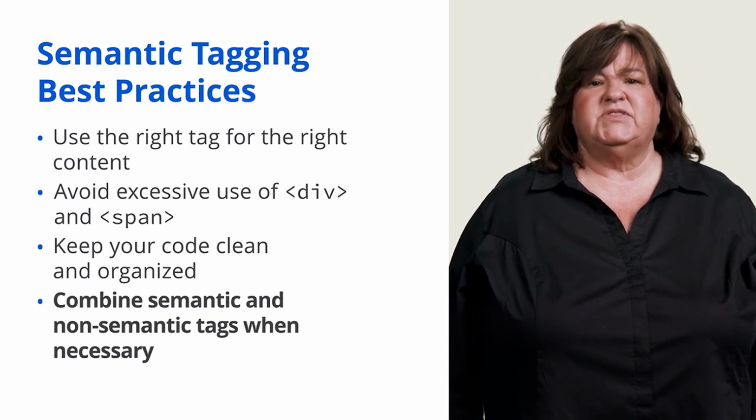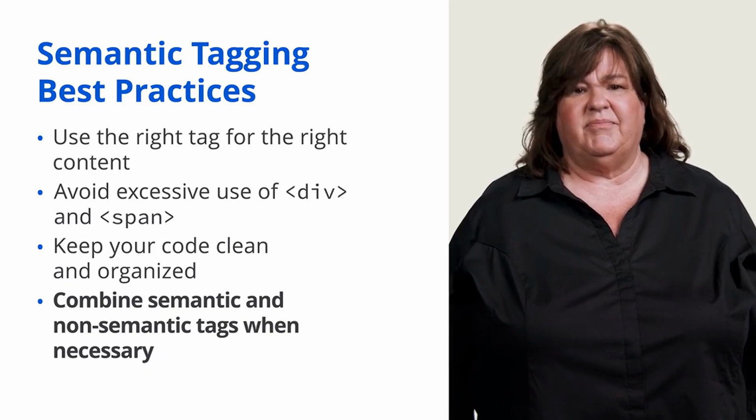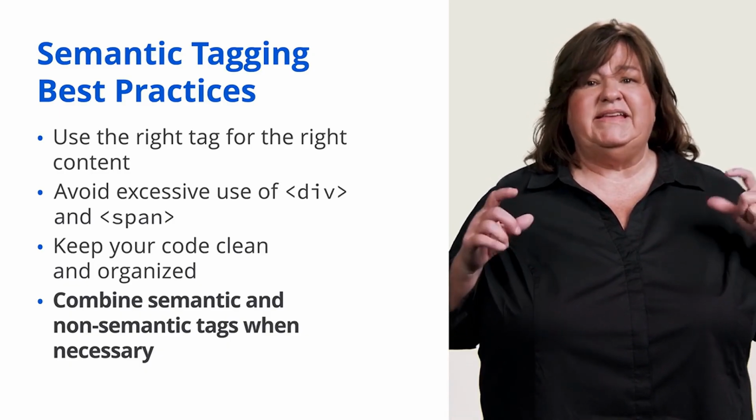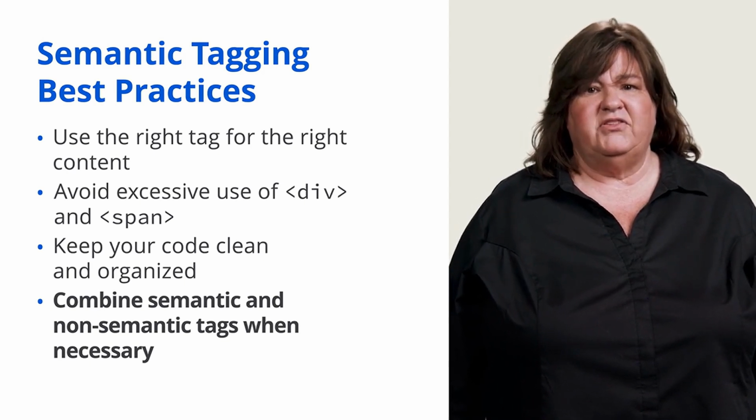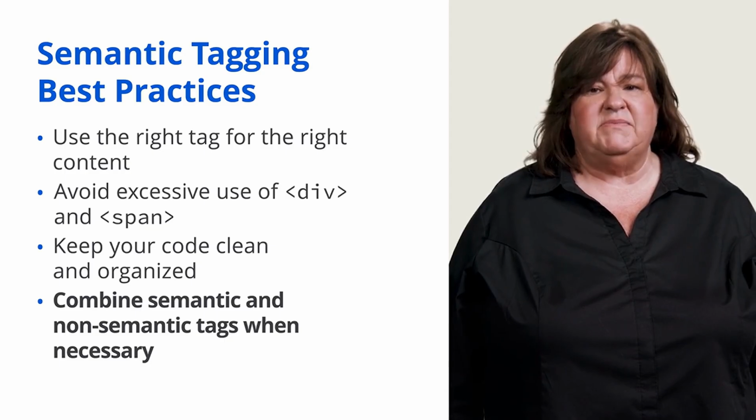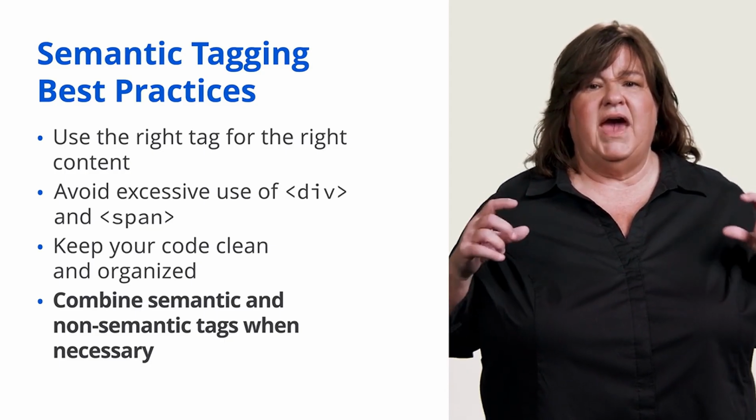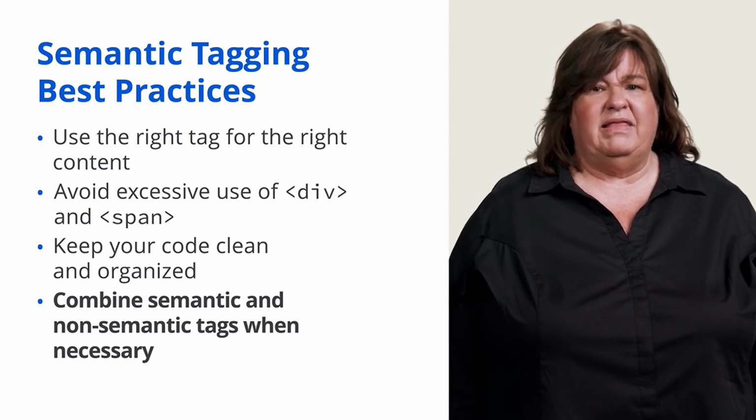Use semantic tags for structure and non-semantic tags for styling and grouping when necessary. For instance, a div tag could be used with a class for styling purposes, e.g. applying a background color, but the main structure should be created with semantic tags like article, header, and section. This maintains clarity while allowing flexibility for styling.